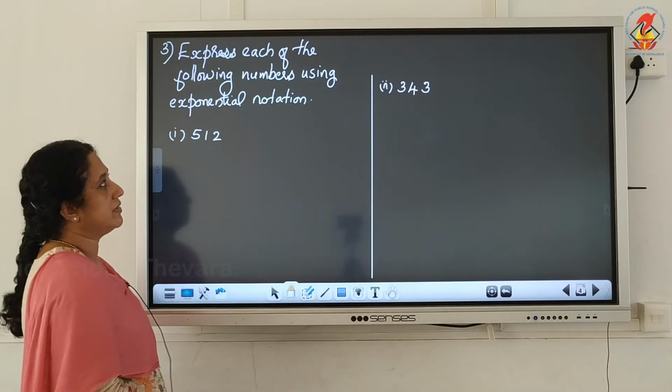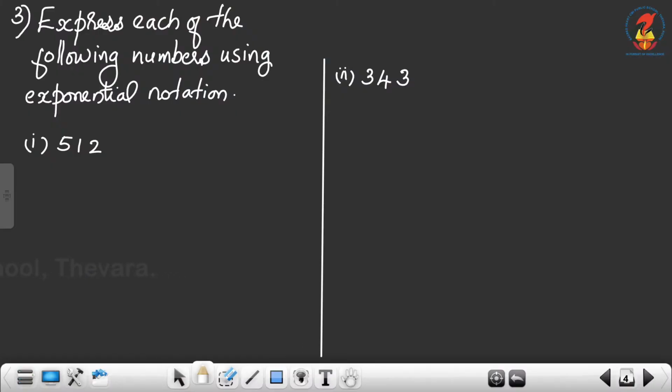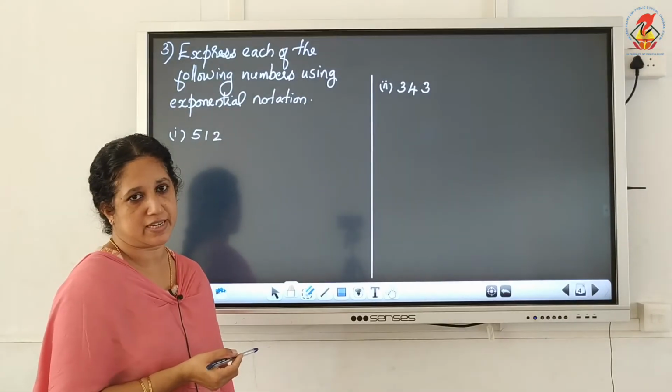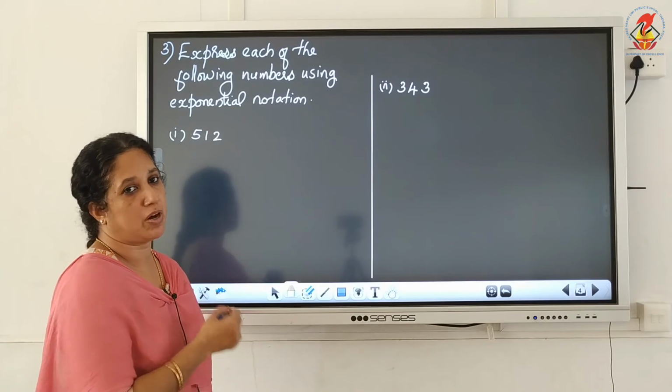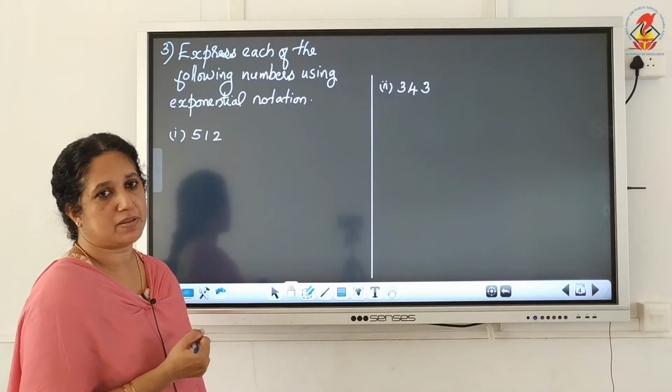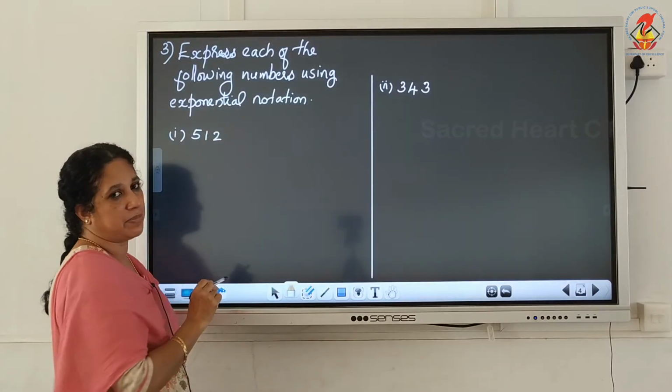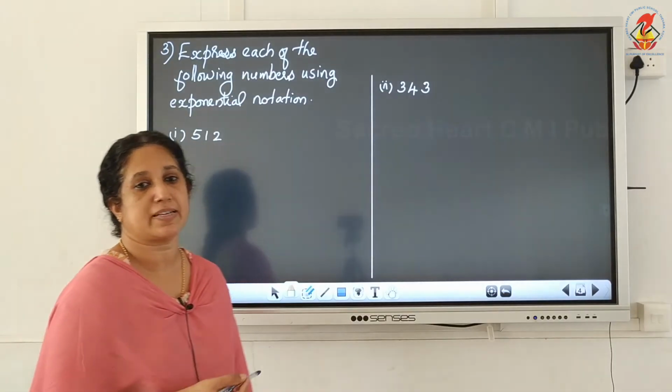Next one, third one. Express each of the following numbers using exponential notation. So we have to write down the given numbers in an exponential form, exponential notation. Using the powers, you have to express the given numbers. So what we have to do? We have to factorize the given number. We have to use the prime factorization.